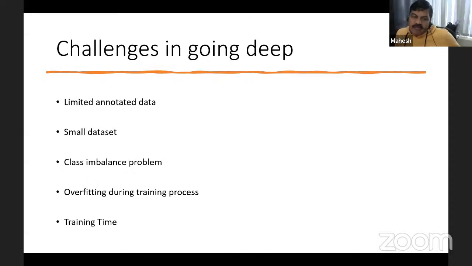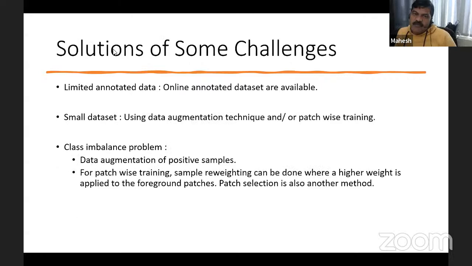So this is about the overfitting problem. And the training time: if the data is large, we require a large training time. So how to handle this? There are some solutions which I'm going to discuss. If the data is limited annotated data, then you search for an online annotated database, and you can use that for training.